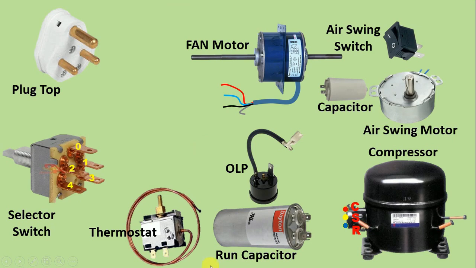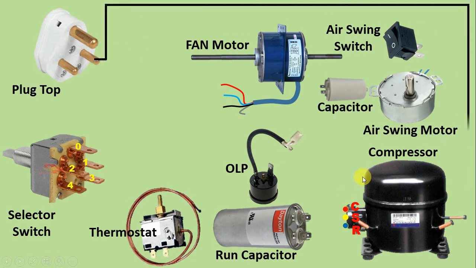Okay, then let's start doing the connection. First of all, to this compressor we will provide neutral power supply. To provide neutral power supply, from the left hand side pin of the plug top, connect a wire to the input of this OLP. So we connected neutral power supply directly with OLP. Now from the second terminal of OLP connect a wire to the common terminal of the compressor. Always remember, at the common terminal of the compressor we have to connect neutral power supply.